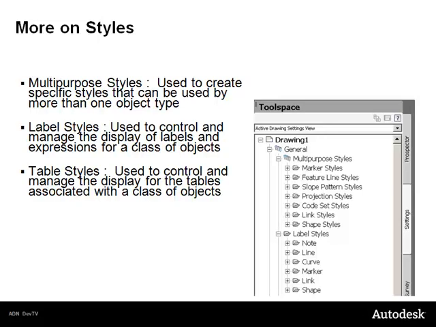Table styles are used to control and manage the display of the tables associated with a class of objects. Civil 3D provides automated data tables for points, surfaces, parcels, alignments, and quantity takeoff. These tables provide a concise display of object data as an alternative to using object labels. The table styles control the data properties and the display components of the table.